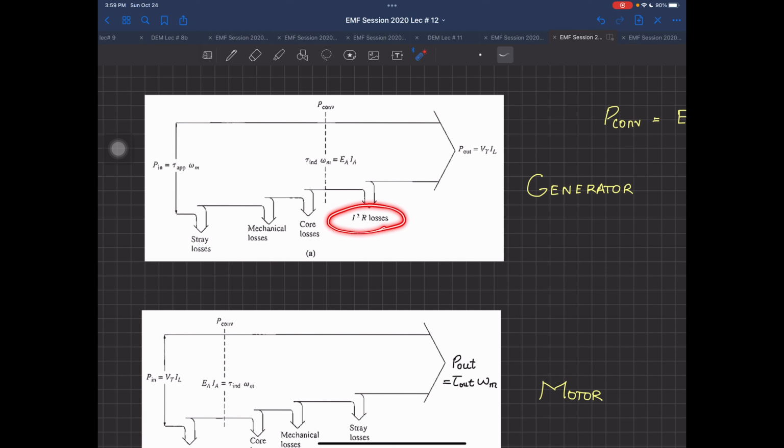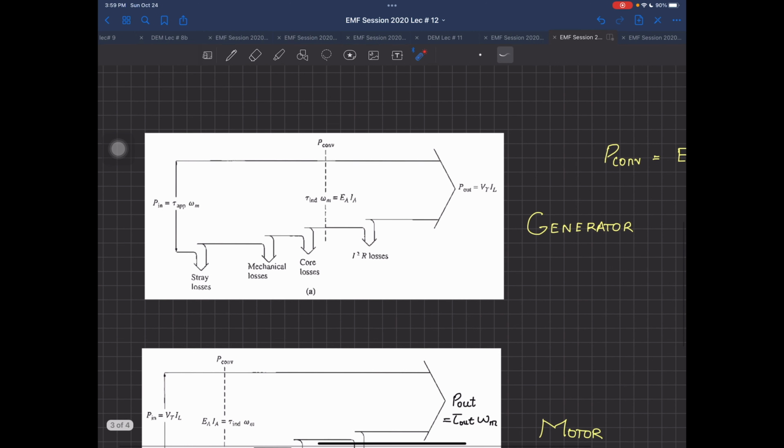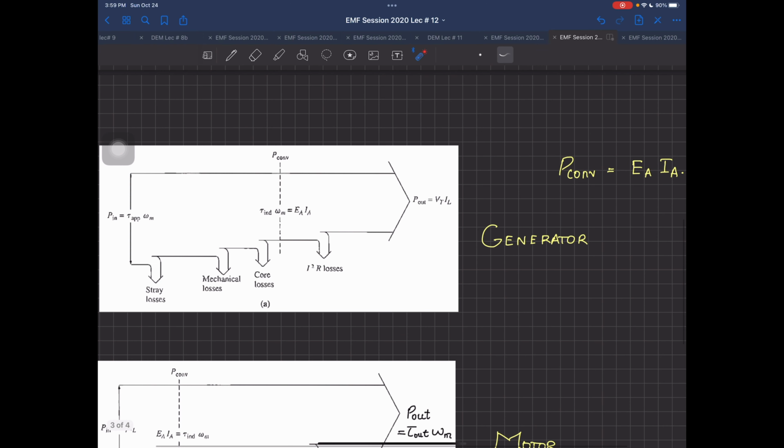So when you have passed through your I squared R losses, that is the field winding and the other things, you have your generator now giving an output over here as V_T I_L, and I guess I don't need to repeat the difference between V_T. The V_T was taken as the terminal voltage out from your generator.